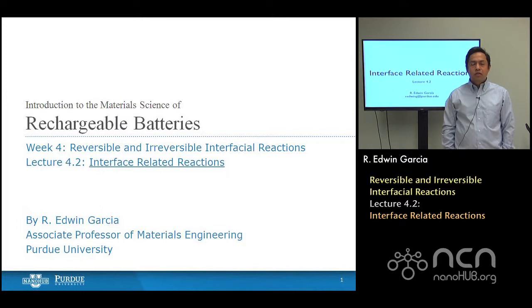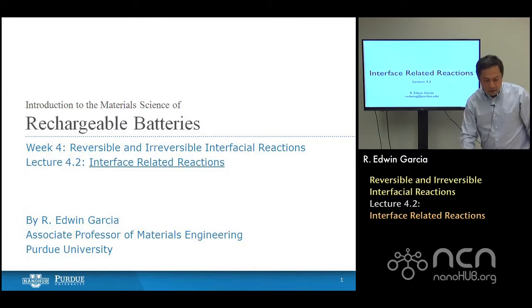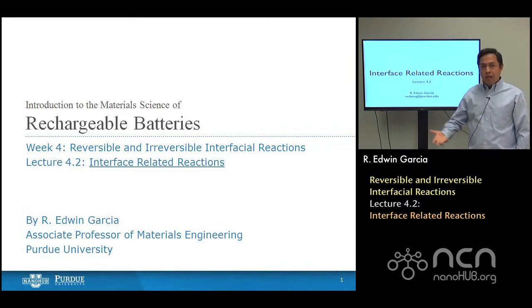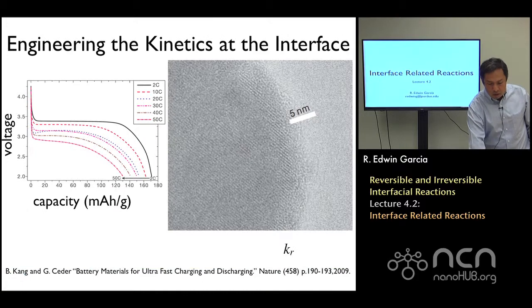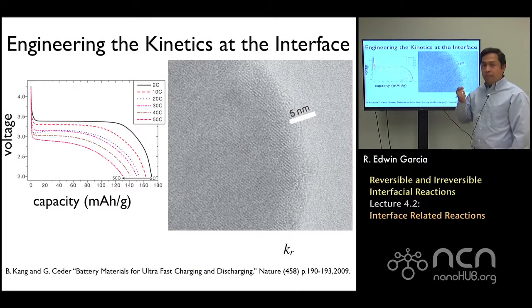Hi, this is lecture 4.2. This week we're talking about interfacial relationships. And today we're talking about additional reactions besides those reversible reactions that are occurring in a battery. As we have been discussing before, one of the most important things, if not the most important thing occurring in the battery, occurs right at the interface.